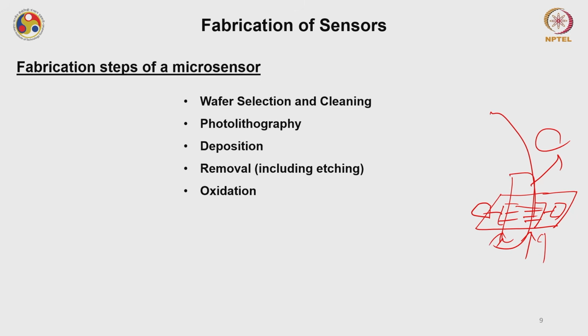Sometimes we also need to oxidize certain parts. So we'll see what oxidation techniques are available in microelectronics and nanoelectronics, particularly in the context of these sensors. We'll also learn the doping process. There are various ways by which I can dope my sensing layer, or even sometimes my substrate. Please note that doping is used to alter the electrical property of a semiconductor.